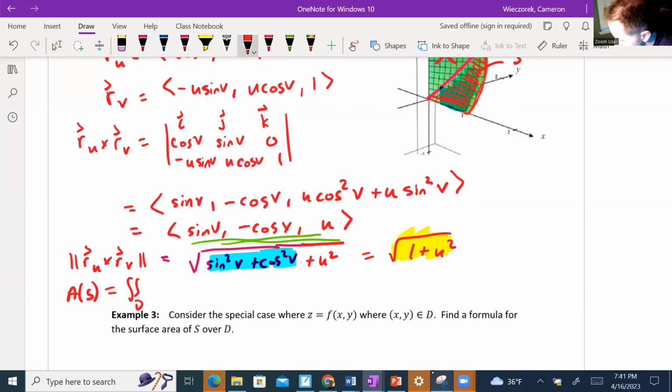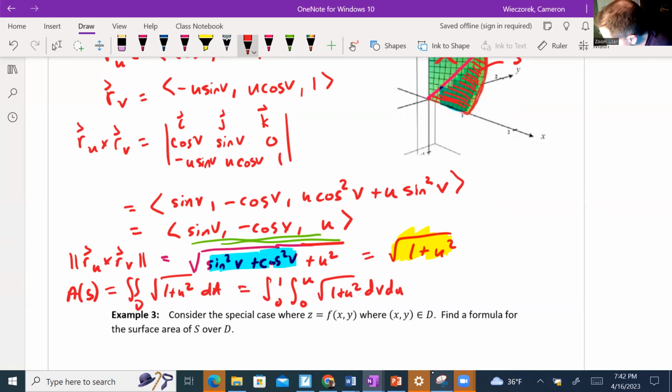There we go. So this guy right here is going to go inside my integral. That's my magnitude of my cross product, dA. I think I'm going to go dv du as my order of integration. So u goes from 0 to 1, v goes from 0 to u. Rad 1 plus u squared dv du. So I get, let's see, 0 to 1. We're going to get, antiderivative is going to be v rad 1 plus u squared, plugging in 0 and u. We're going to get what? U rad 1 plus u squared du.